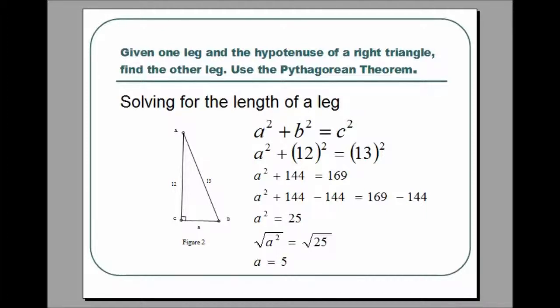This gives us a squared plus 144 equals 169. We're trying to get a by itself. We begin by subtracting 144 from both sides. This gives us a squared equals 25. Taking the square root of both sides gives us a equals 5.